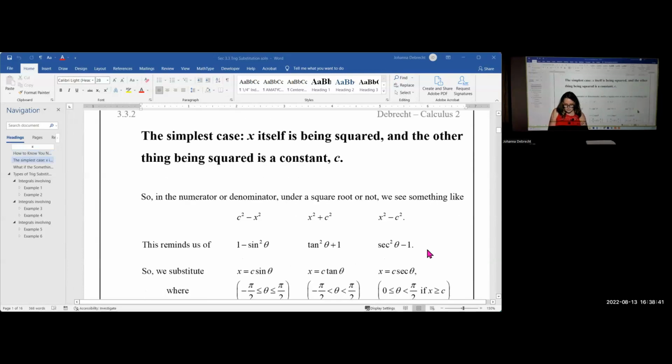So what's the simplest case that we can look at here? We'll look at first x by itself, and then we'll look at a more generic function of x rather than just x by itself.